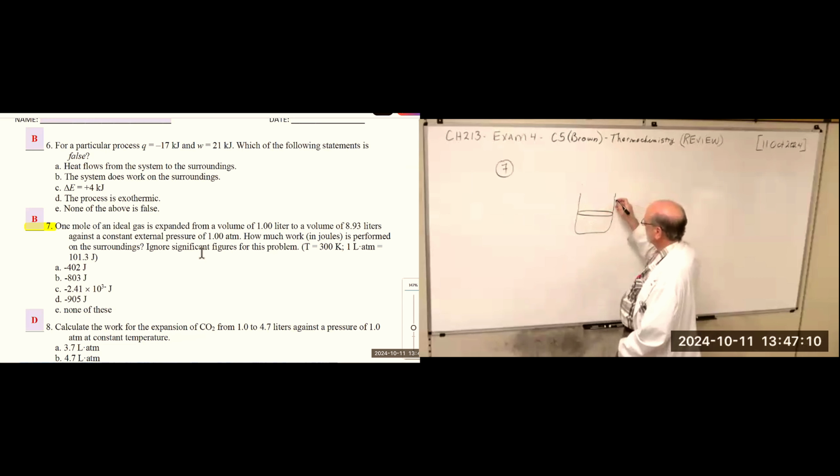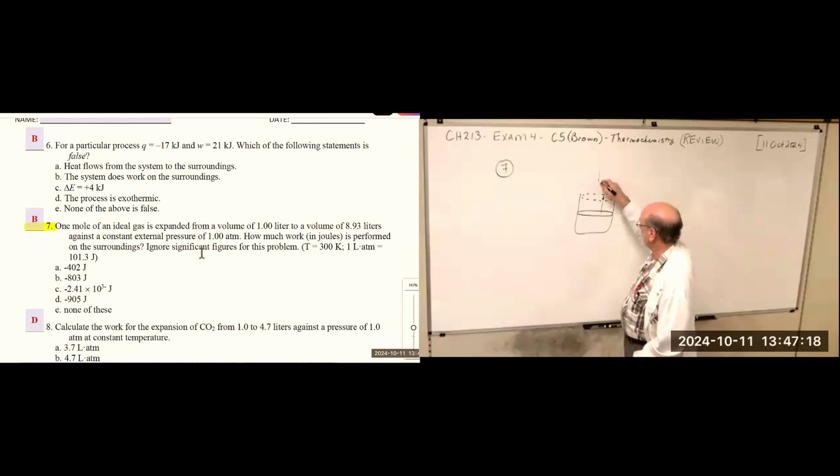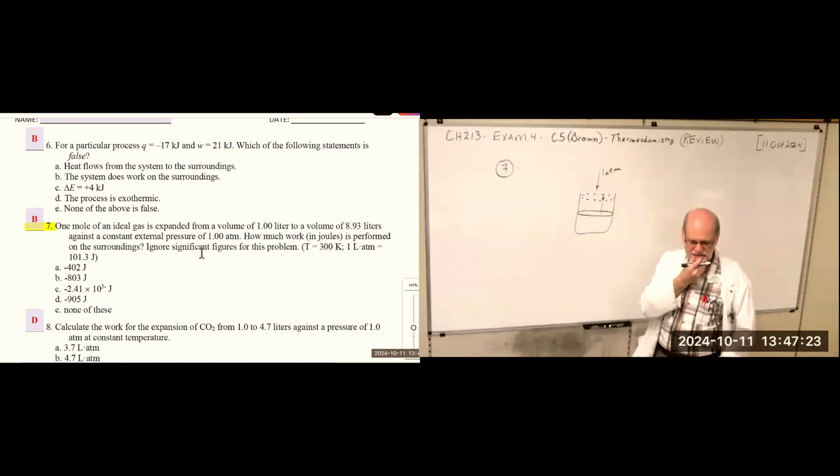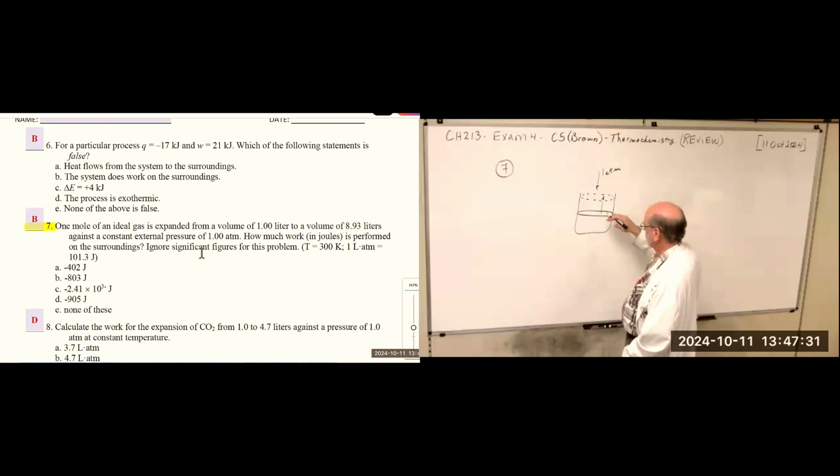So it starts here and it ends up here. Right, it's going that direction, against a constant pressure of 1 atmosphere. And it goes from a volume of 1 liter to 8.93 liters. So it's not to scale. This is 1 liter, and this is total of 8.93 liters.